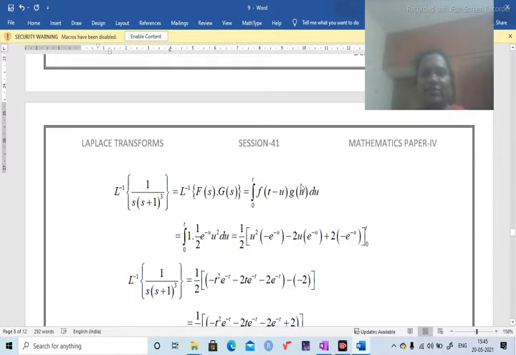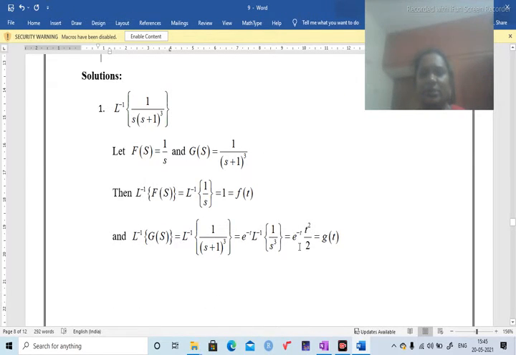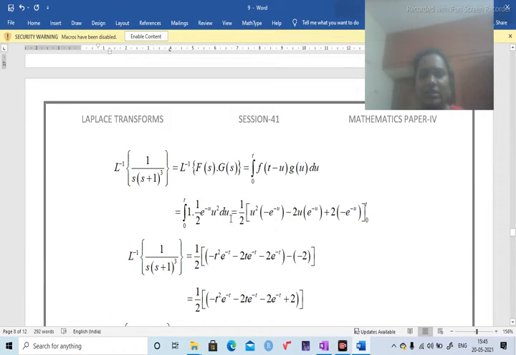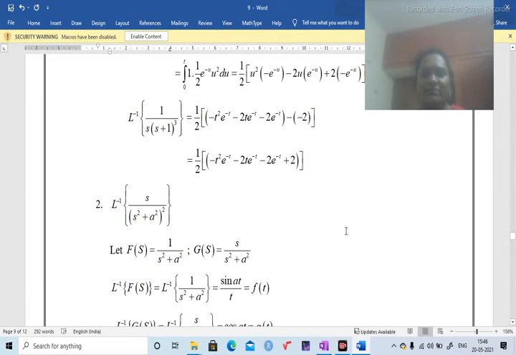G of u value is 1 by 2 into e power minus u into u square. So substitute, take 1 by 2 outside, apply Bernoulli, substitute the limits, then simplify, then the final answer is 1 by 2 into minus t square e power minus t minus 2t e power minus t minus 2 e power minus t plus 2. This is the inverse Laplace transform of the given function.